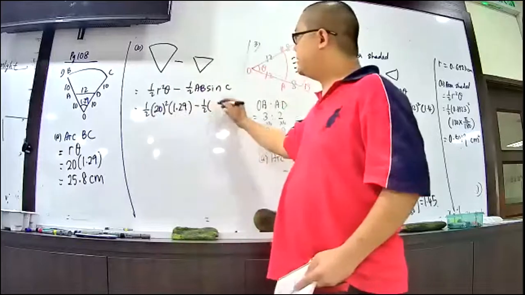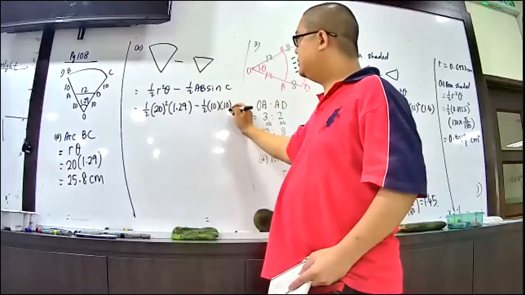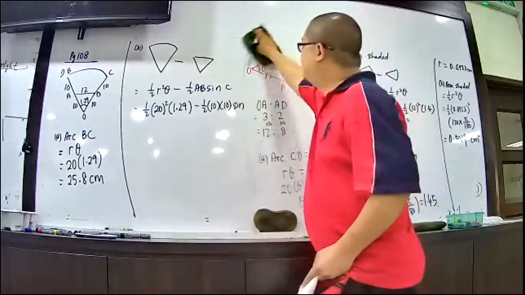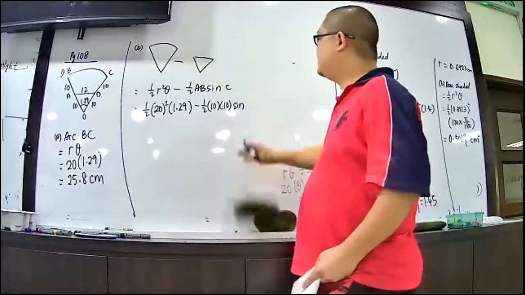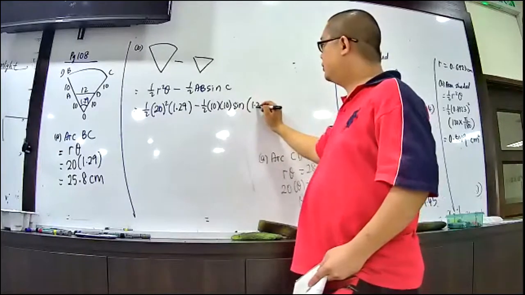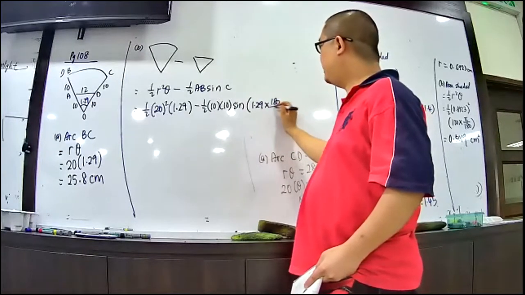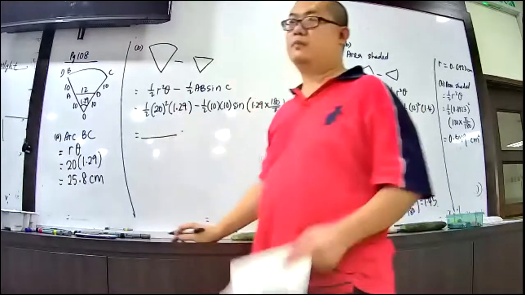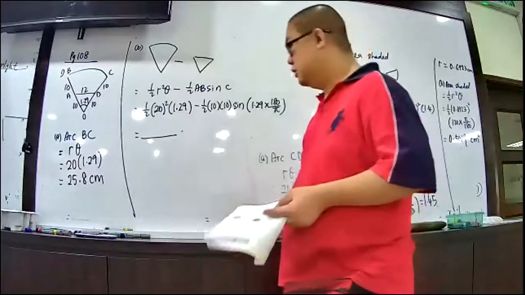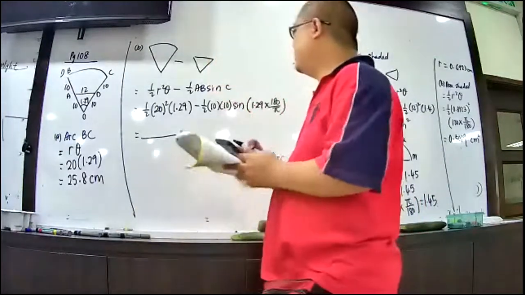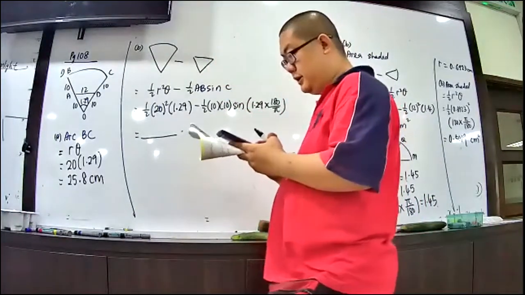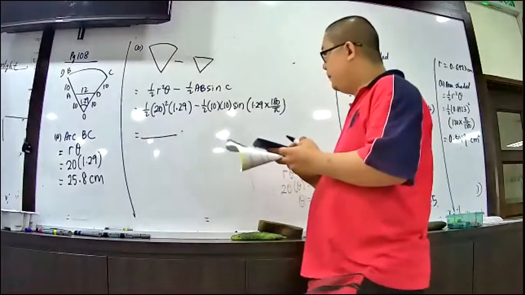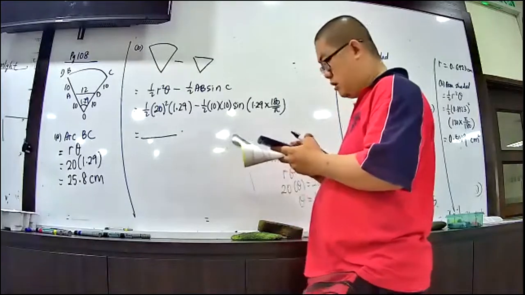So AB, A is 10, B is 10, and C, that one you have to convert into degrees. So it is the degree sine. Then 1.29 over 5. You need to press the calculator.